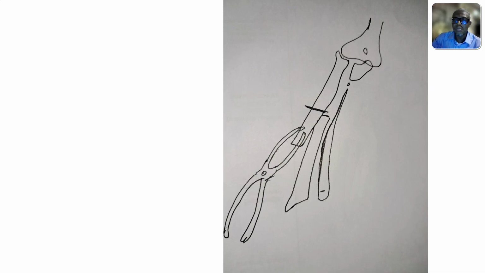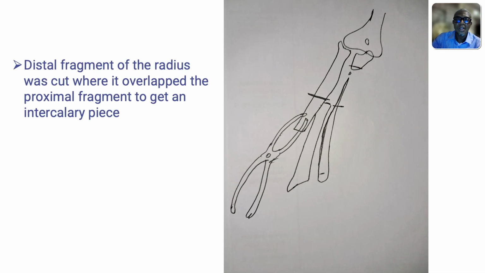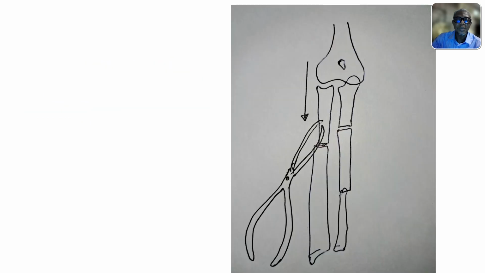At the point of overlapping with the distal fragment, we made another osteotomy so that we have an intercalary fragment of bone. Next slide. We also freshened the remnant proximal ulna and then the distal part, salvaging the chippings we removed as graft. Next slide.